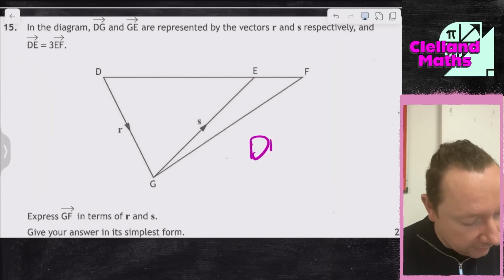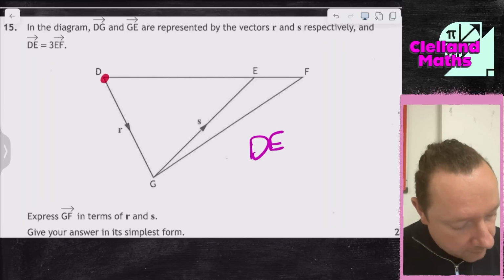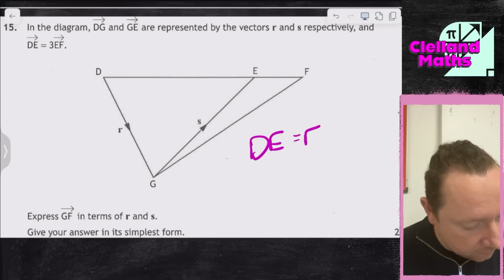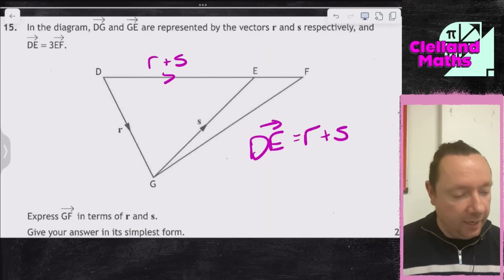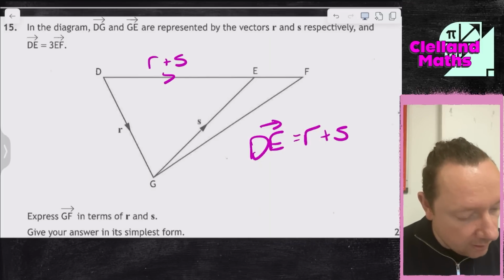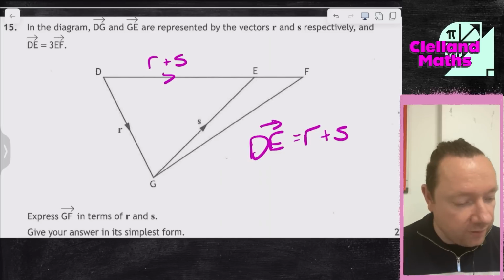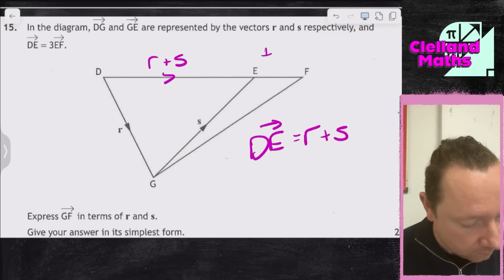To work out D to E, I could do a journey starting at D. I could go down R, and then I could go up S. So we know that that's R plus S. So D to E is R plus S. And we know that E to F is a third of that, because D to E is 3 times E to F. So E to F is a third of D to E.